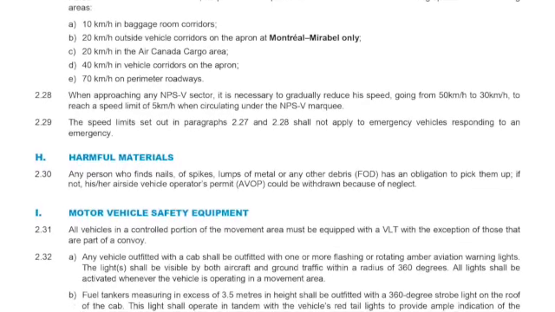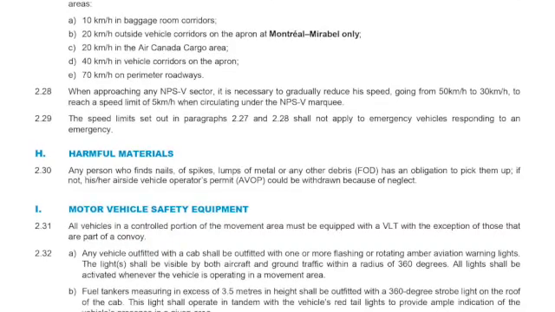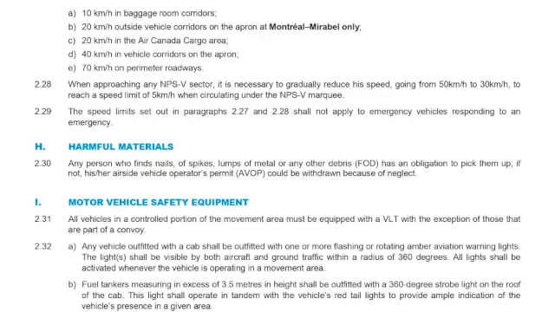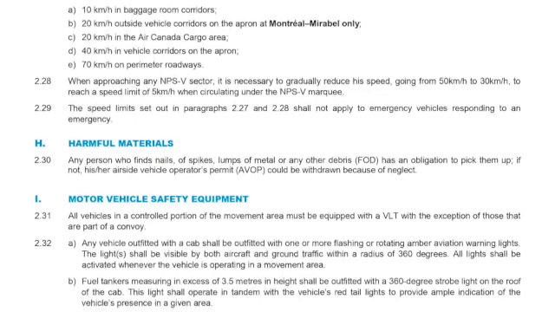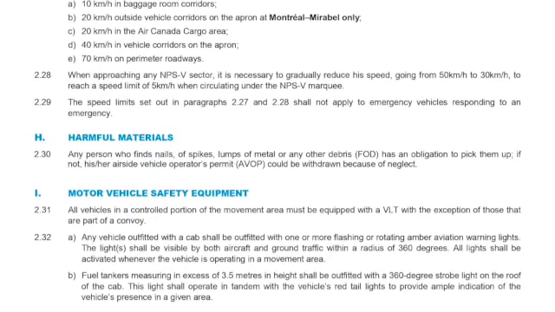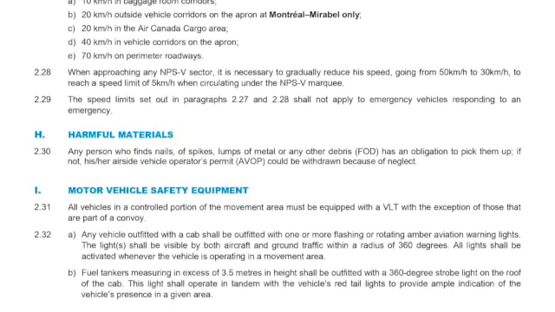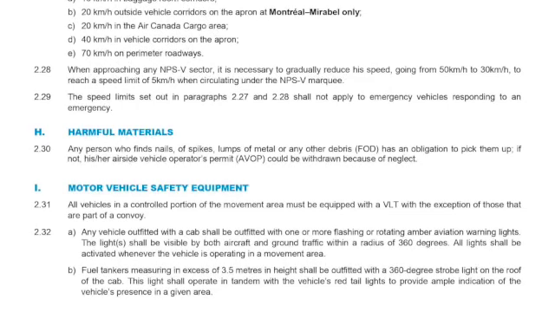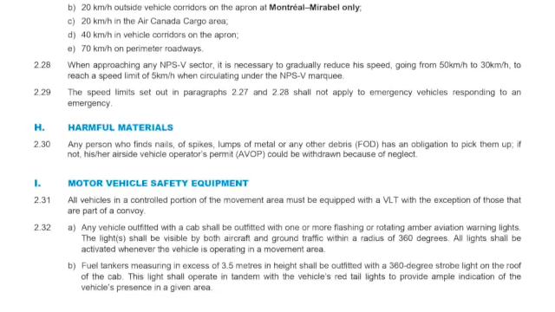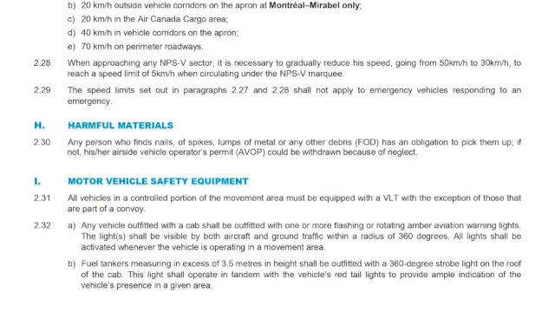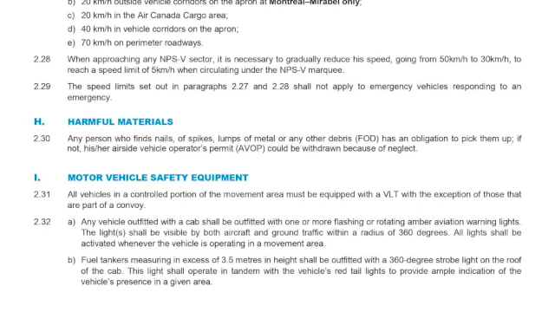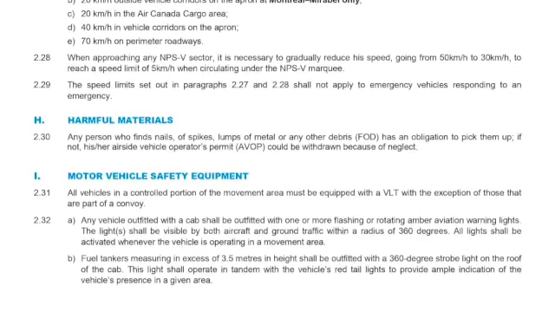I. Motor vehicle safety equipment. 31. All vehicles in a controlled portion of the movement area must be equipped with a VLT with the exception of those that are part of a convoy. 32a. Any vehicle outfitted with a cab shall be outfitted with one or more flashing or rotating amber aviation warning lights. The lights shall be visible by both aircraft and ground traffic within a radius of 360 degrees. All lights shall be activated whenever the vehicle is operating in a movement area.